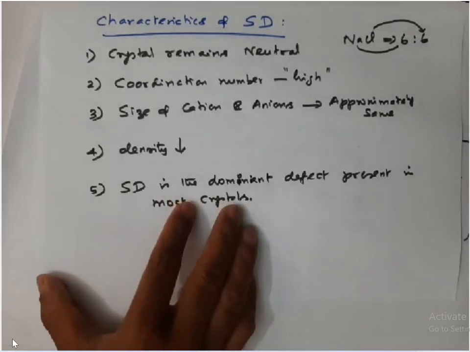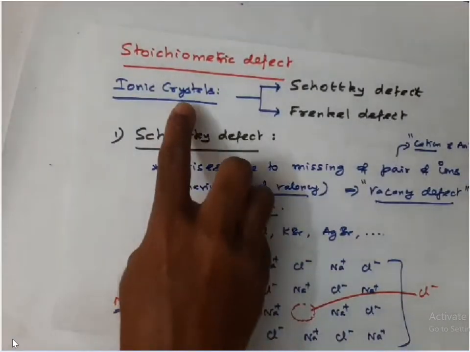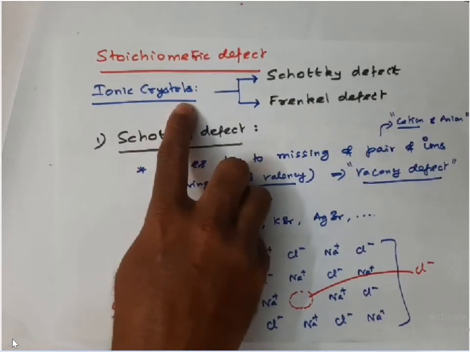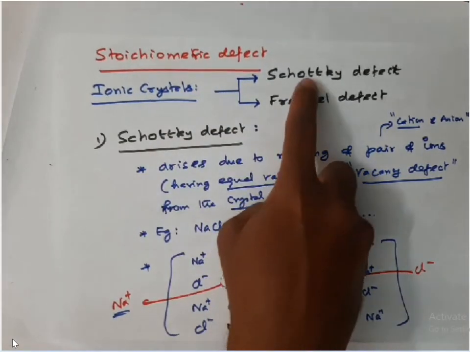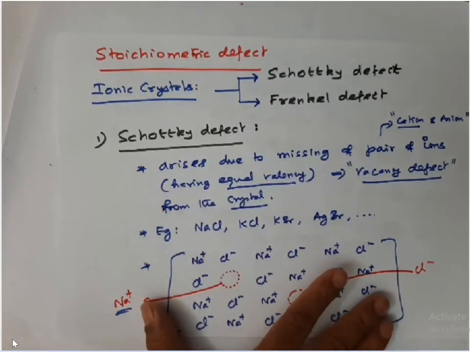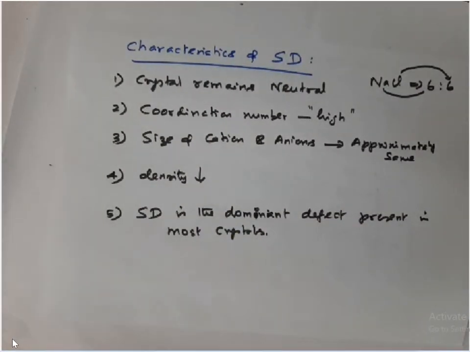Now we'll discuss Frenkel defect, the next important stoichiometric defect. Students, listen. I told you we are focusing on ionic crystals. In ionic crystals, there are two stoichiometric defects. One is Schottky, the other one is Frenkel. We discussed Schottky defect, and these are all the points. Now we'll start what is called the Frenkel defect.